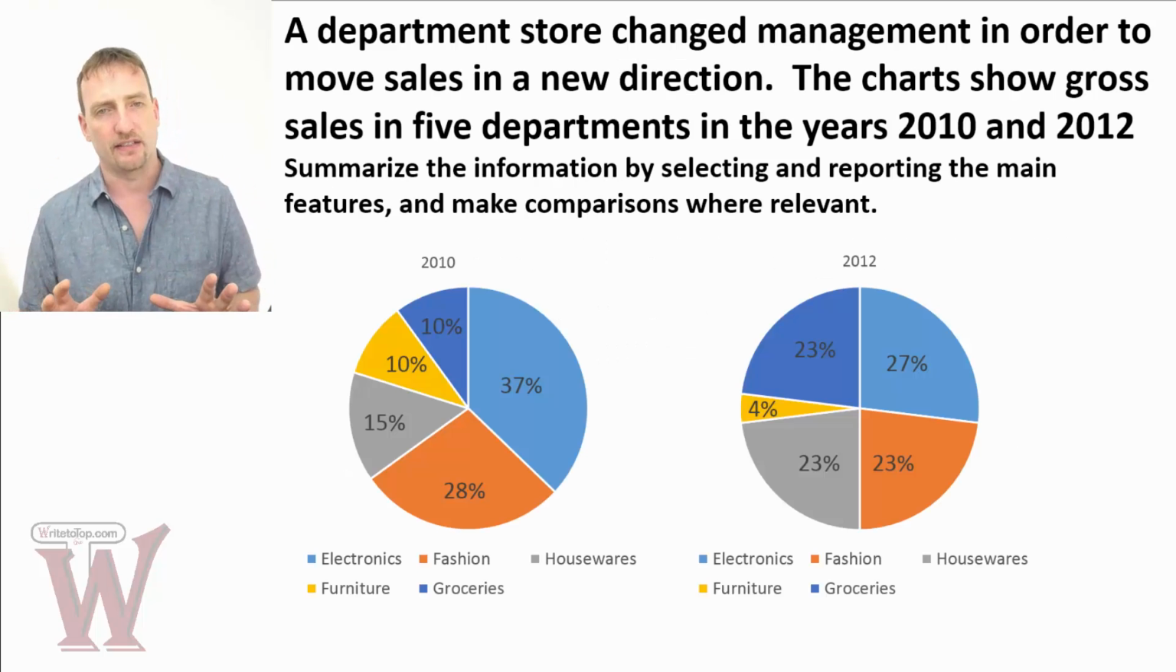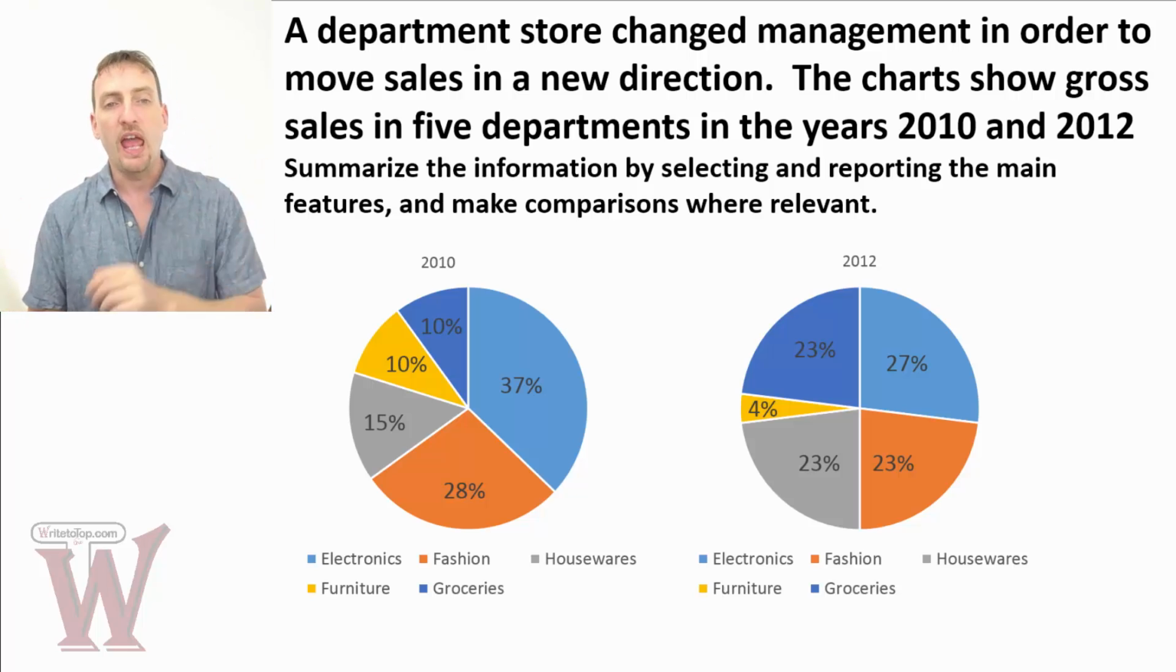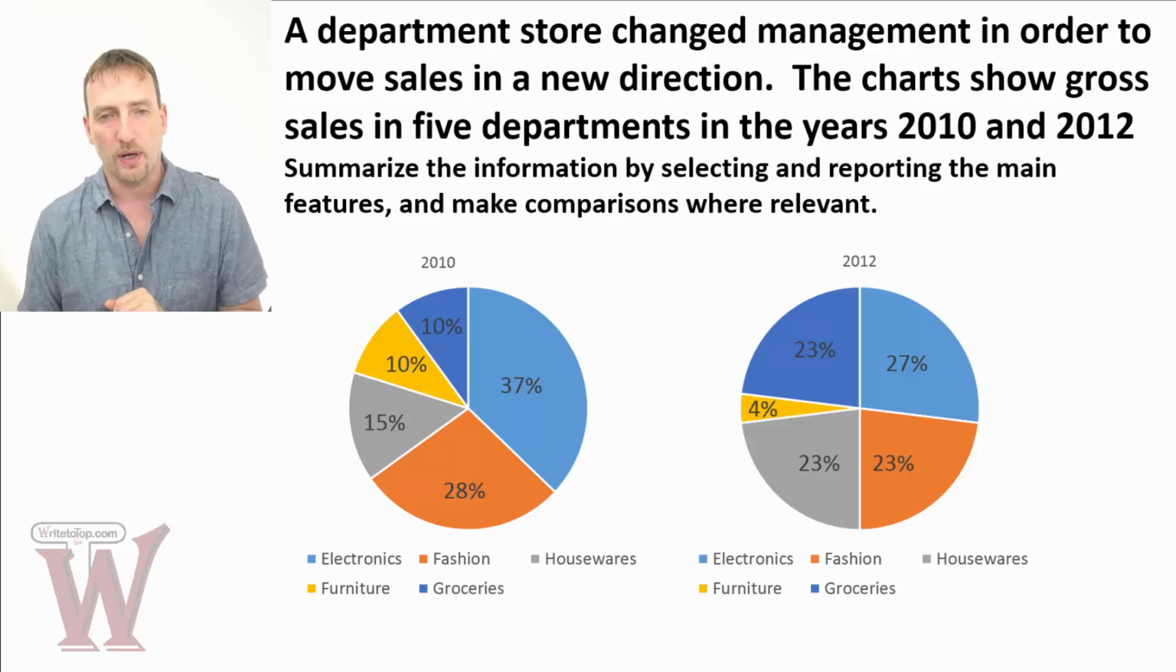So here's your task. You're given a little bit of a prompt, what's going on. You're given the 2 pieces of information with the numbers, the legends at the bottom, and then you're asked to summarize. So a department store changed management in order to move sales in a new direction. The charts show gross sales in 5 departments in the years 2010 and 2012. Summarize the information by selecting and reporting the main features and make comparisons where relevant.